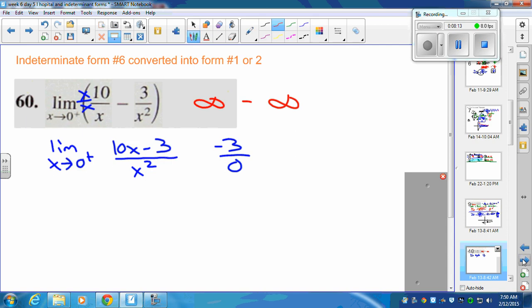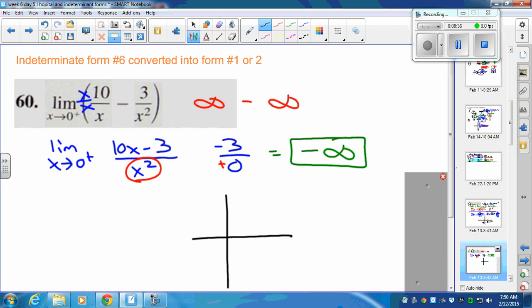And when you plug in 0 from the right and you square it, do you agree that's a positive 0? Meaning it's something really close to 0, but on the positive side. Right there, that answer is negative 3 divided by something really small, which is negative infinity. So at 0, in that case, it blows down. So visually, and we won't graph this one, but visually, 0 from the right, it's going down. Do not take the derivative.